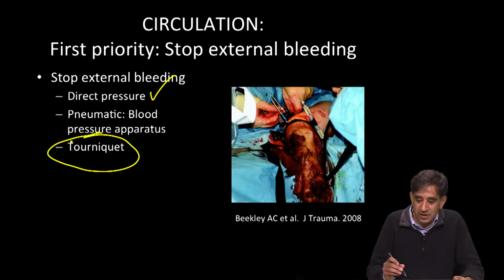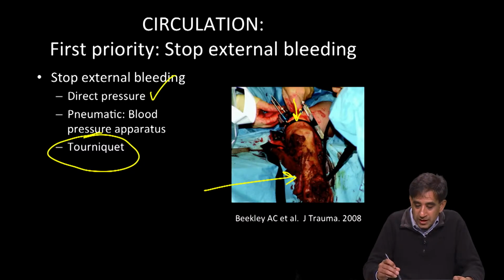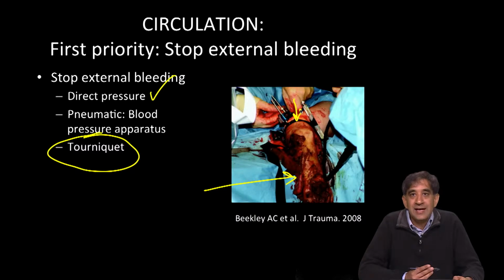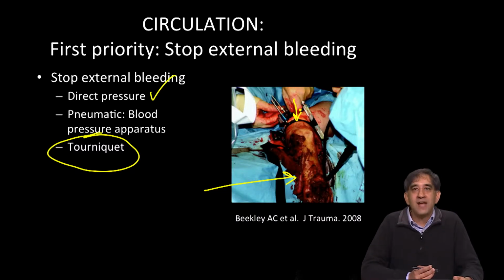And as you can see in this particular image, this patient has a very severely injured extremity, and placement of a tourniquet in this case is life-saving. So first priority with circulation: stop external bleeding.